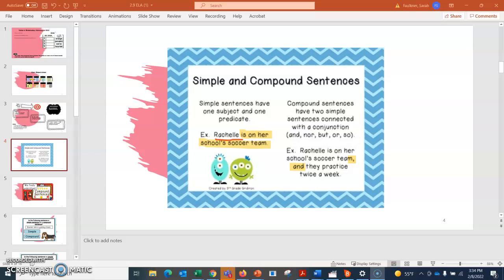Then we can look back and see our first one, Rochelle is on her school's soccer team. We've already seen that that's a simple sentence. I could tell you Rochelle is on her school's soccer team, and that makes sense. The next one says they practice twice a week. Who practices? They practice. So they would be our subject.